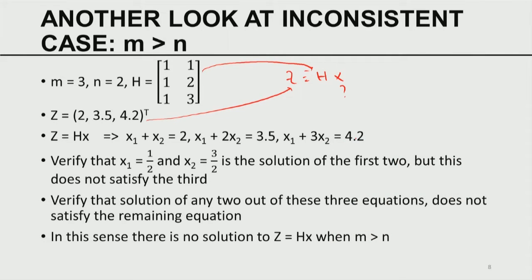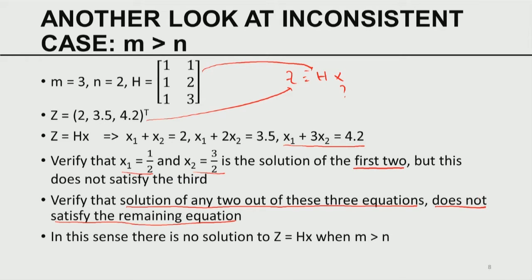So let us consider the first two equations. I have two equations, two unknowns. If I solve the two, I get x1 is equal to 1/2, x2 is equal to 3/2. But this solution of the first two clearly does not satisfy the third one. If you take any subset of two equations, solve them and substitute in the third, it is not satisfied. This is true whether you solve 1 and 2, 1 and 3 or 2 and 3. Verify that the solution of any two of these three equations does not satisfy the remaining equation.